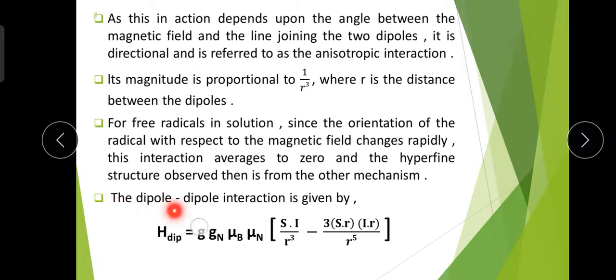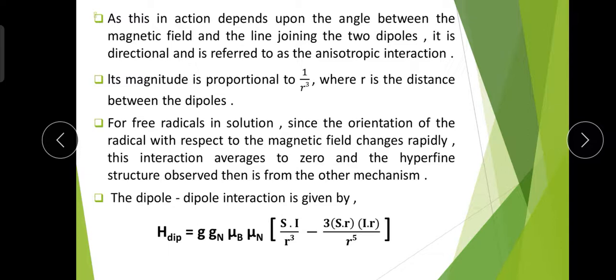Now the dipole-dipole interaction, that is, the interaction between the nuclear magnetic moment and the spin magnetic moment, is given by H dipole equal to g times gn times mu b times mu n, times S dot I divided by r cube, minus 3 times S dot r into I dot r divided by r raised to 5.